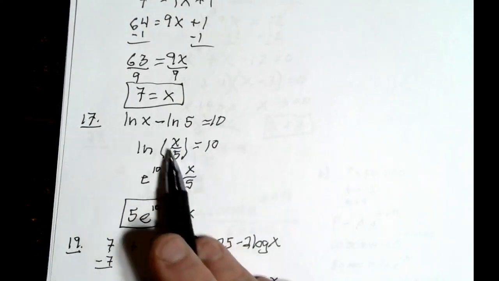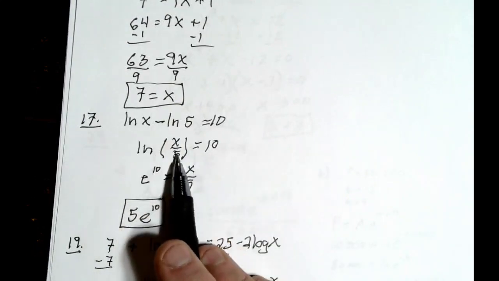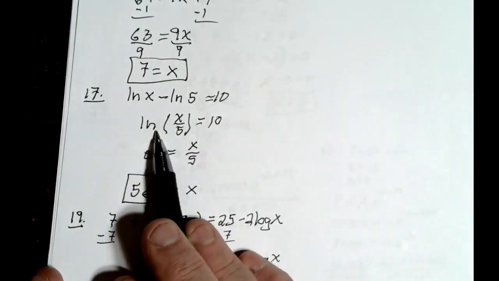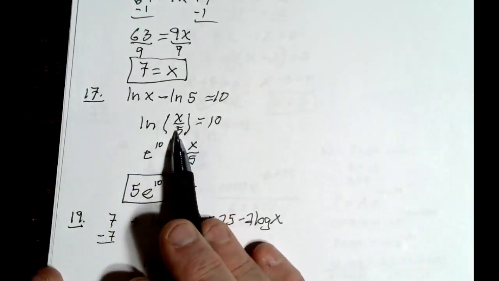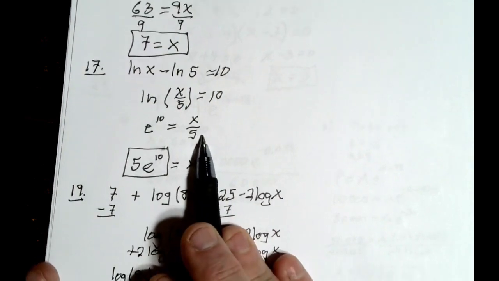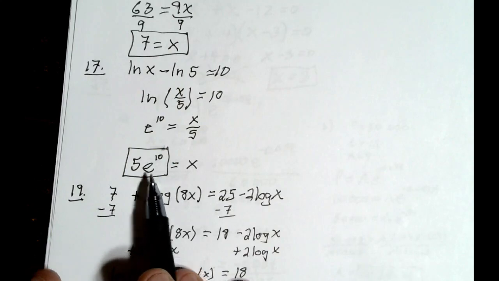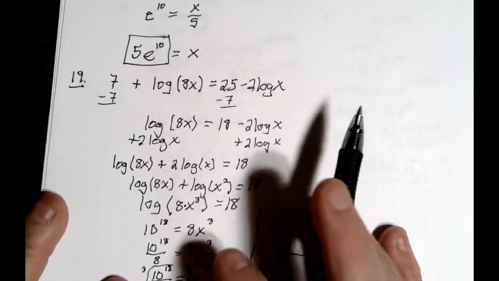This one you can write as one log because subtraction becomes division. And now you're ready to write it as an exponential. e to the 10 equals x over 5. And then here I just multiply both sides by 5. So 5e to the 10 equals your x.